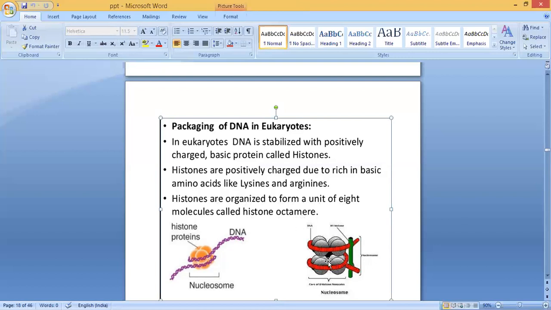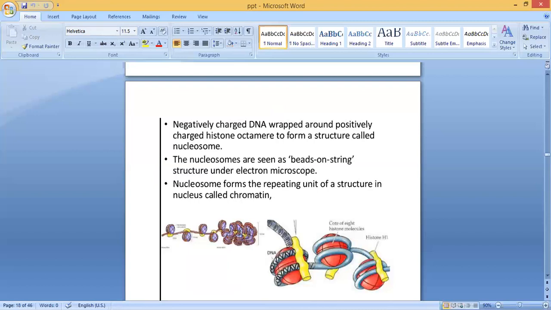Clear? So this histone and DNA together are called a nucleosome. Now, negatively charged DNA wrapped around a positively charged histone octamer forms a structure called a nucleosome. Already I told you, negatively charged DNA is wrapped around. Here, these are the histone octamer. This is DNA. Here also you can see histone octamer. These are DNA. Negatively charged DNA wrapped around positively charged histone octamer forms a structure called nucleosome.